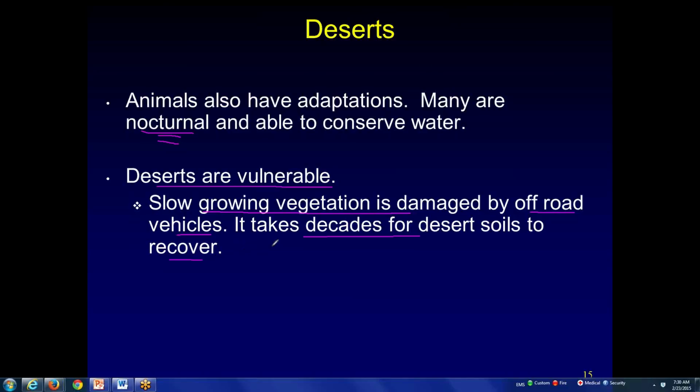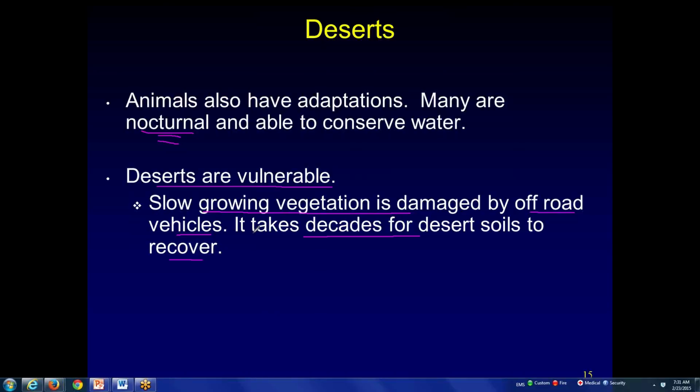So tanks that have driven across deserts, like in wartime or just when the military happened to have a base around the desert, those tank tracks and the damage that they create has still left impressions 50 years later. So deserts are very vulnerable. It takes a long time for them to recover.